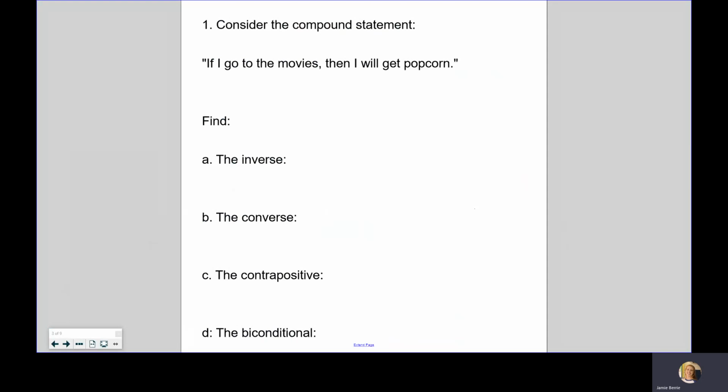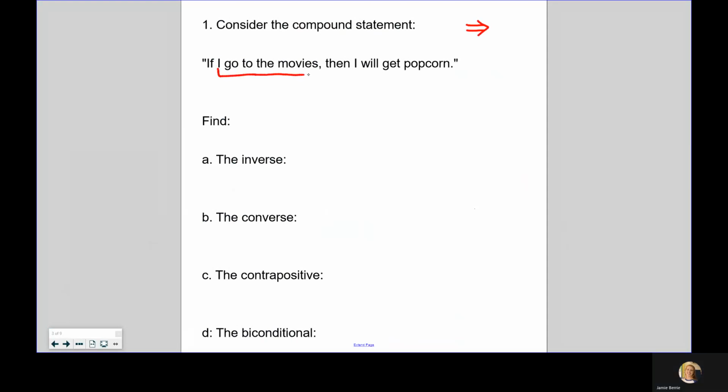And just like always, you might have to take a second, pause the video, and write this down. I'm going to go ahead and get started. So we have an if-then statement. We know that that's going to be one of our conditional statements. It's got the implies in there.